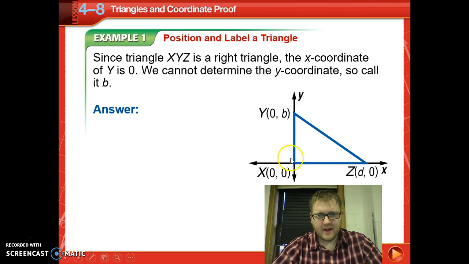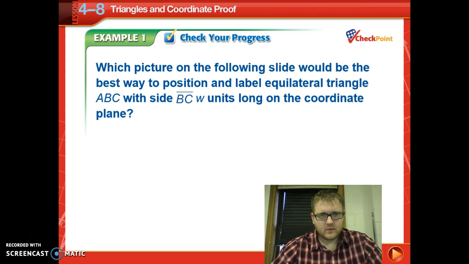Over here we don't know the height of this triangle, so we're just going to call that B, because that's where it crosses the y-axis. But the important thing here is that we do know the x-coordinate, which is 0, just like this x-coordinate. So that's how we can set up our triangle on a coordinate plane. Maybe not the best way, but the most appropriate way to help us solve certain attributes. So go ahead and check your progress here.